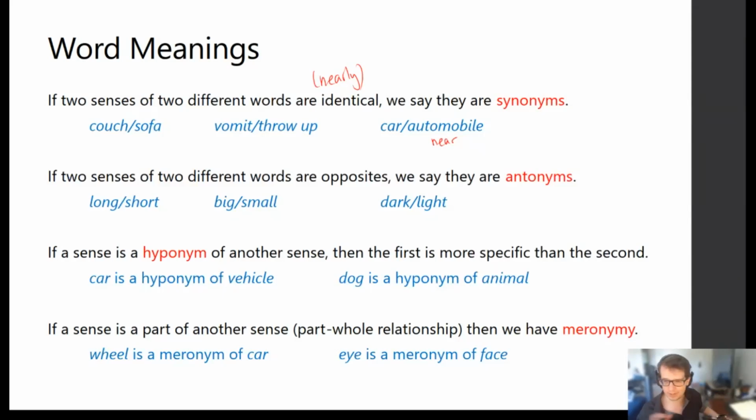Antonyms are things that are opposites. So long and short, big and small, dark and light. Hyponyms.